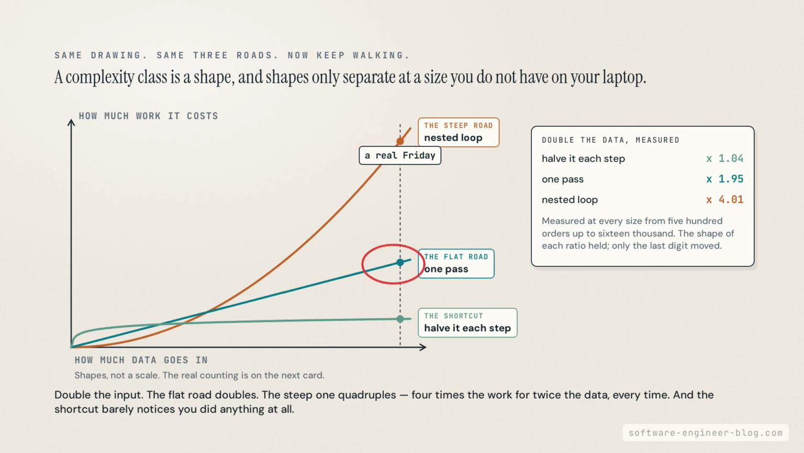Here is the same thing in measured numbers. Double the amount of data and time it again. The single pass took about 1.95 times as long. The nested loop took 4.01 times as long, 4 times the work for twice the data. And the halving one took 1.04 times as long, which is basically nothing. Those ratios held at every size I tried, from 500 orders up to 16,000. Double the input, and the flat road doubles, the steep road quadruples, and the shortcut barely notices you did anything at all.